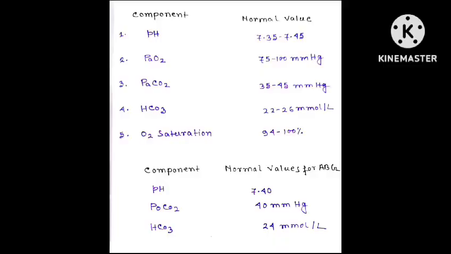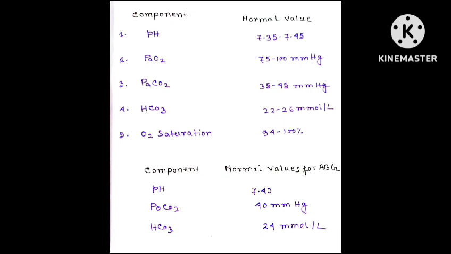On the picture you can easily see the components and normal values. First one is pH, that indicates acid-base balance in blood. Normal value is 7.35 to 7.45. Second one, partial pressure of oxygen in arterial blood. Normal value is 75 to 100 millimeter mercury.